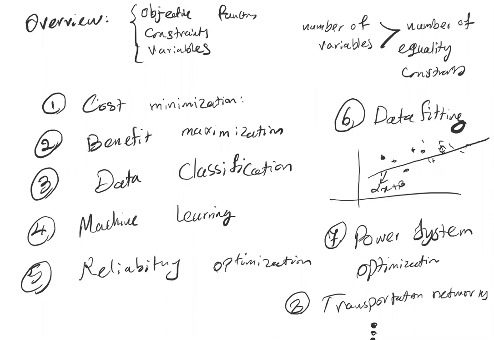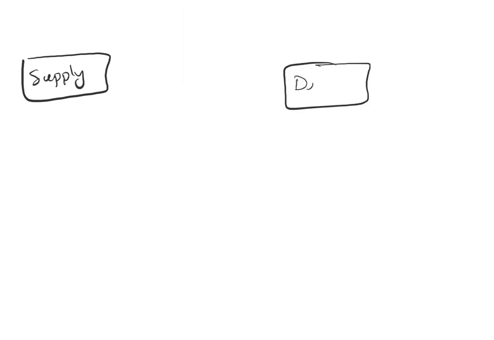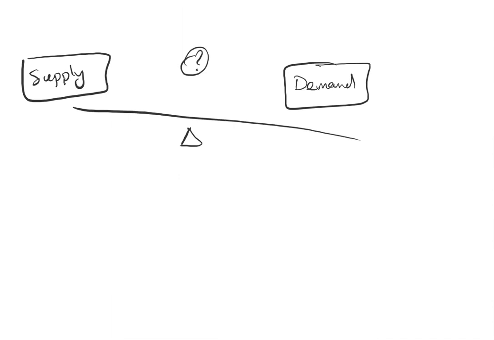So now let's look at an example. We want to start with a basic supply-demand problem. So our goal is to find the optimal point where supply and demand are equal. Before going further into the details, let's look at the way that we can write an optimization problem.